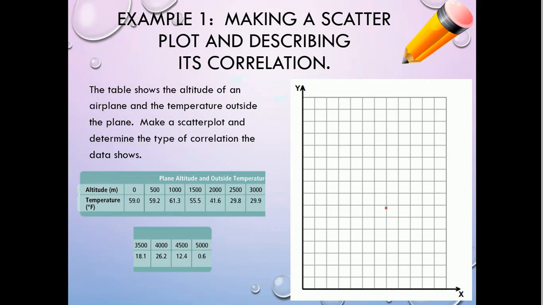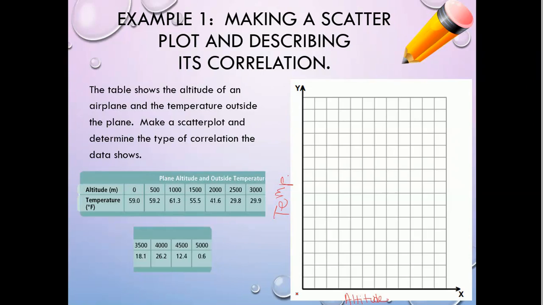So here, let's make a scatter plot on this data that we have. This table shows the altitude of an airplane and the temperature outside the plane. We need to make a scatter plot and then determine what kind of correlation. So it looks like I'm talking about altitudes and temperatures. So altitude's going to go down here, and temperature's going to go up here. There we go.